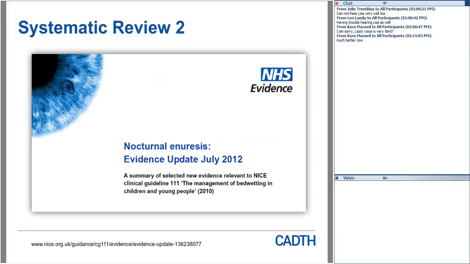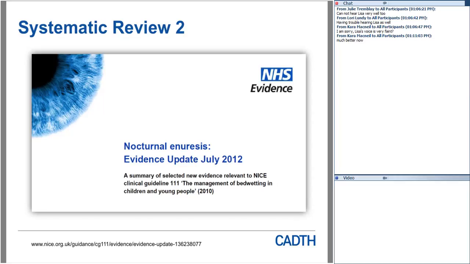CADTH has 175 people. NICE in the UK has about 10,000 people. The reason they have a more substantial body of people is because they review all evidence for the entire healthcare system in the UK. They make recommendations that people in the UK must follow. They have the power of enforcement, whereas CADTH only has the power of suggestion and recommendation.